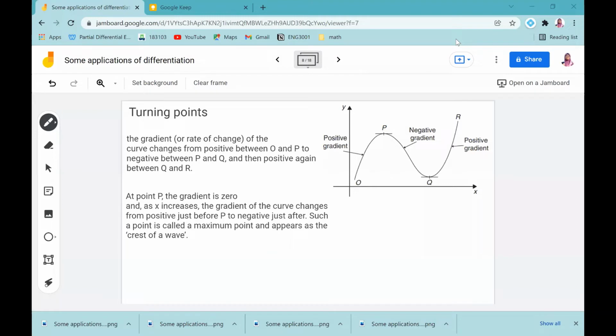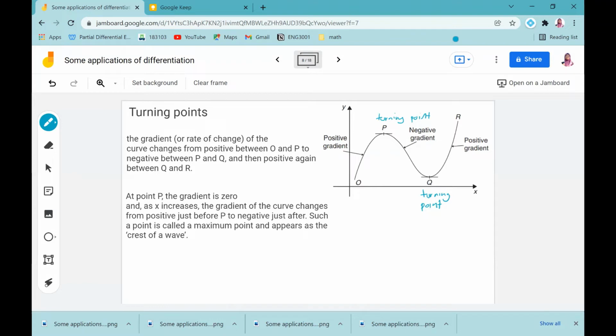Next application in differentiation is turning points. Turning points here are P and Q. Q is a turning point as well. Now let's look at how we determine the nature of a turning point, either it is maximum or minimum. So we look at P first.